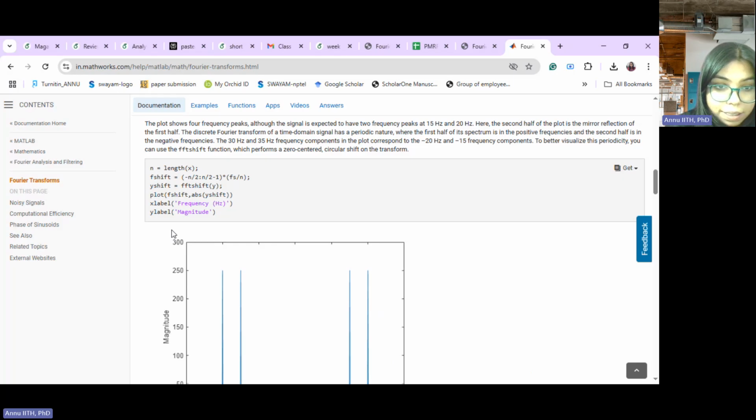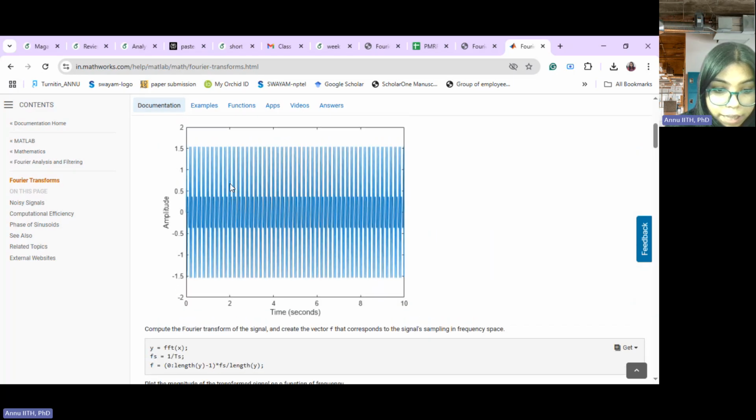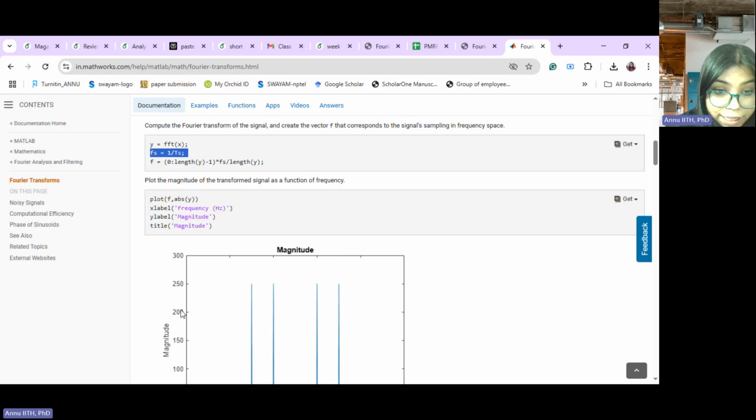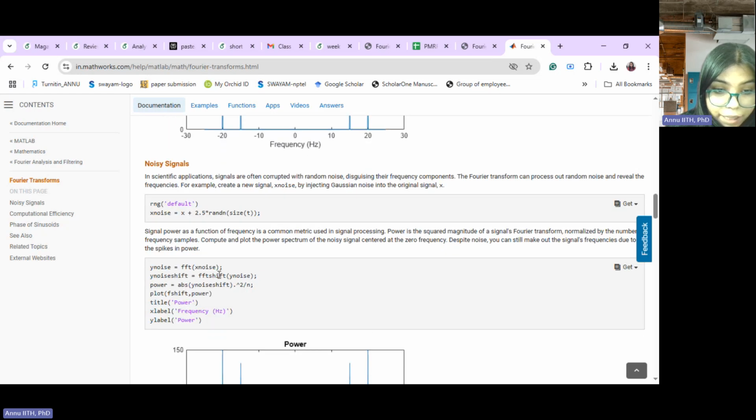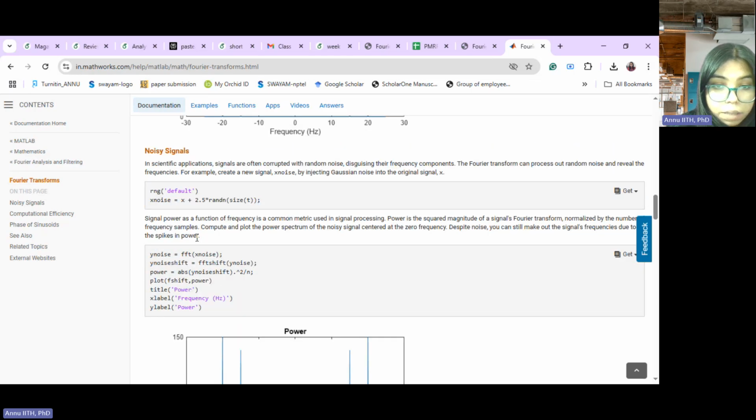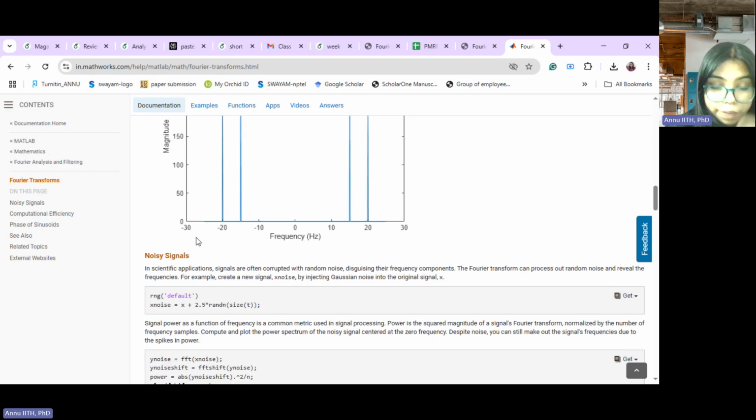Here n is the length of the signal. So the frequency axis runs from minus n by 2 to n by 2 minus 1, multiplied by fs by n. Why fs by n? Because fs is the sampling frequency and n is the length. And y shift is equal to fftshift of y, where we plot f shift against abs of y shift, with the x label as frequency and the y label as magnitude. So this is what it is about the frequency domain.